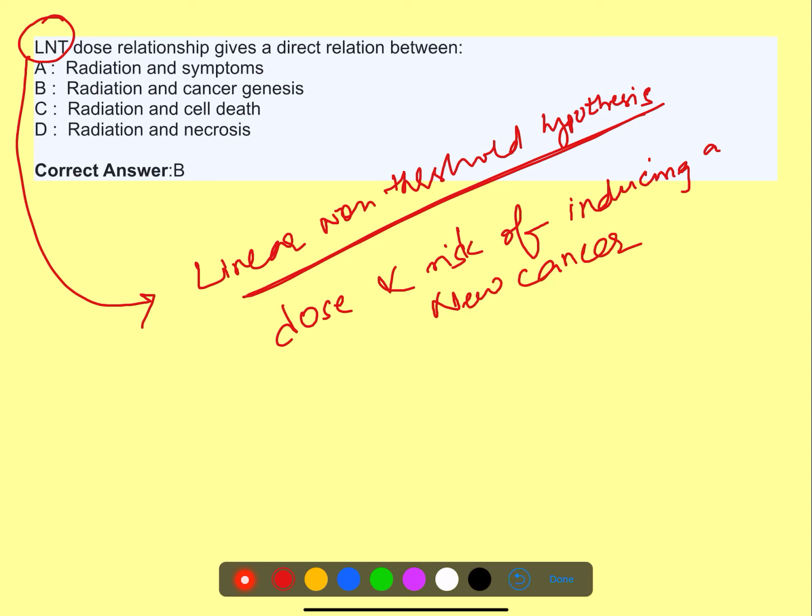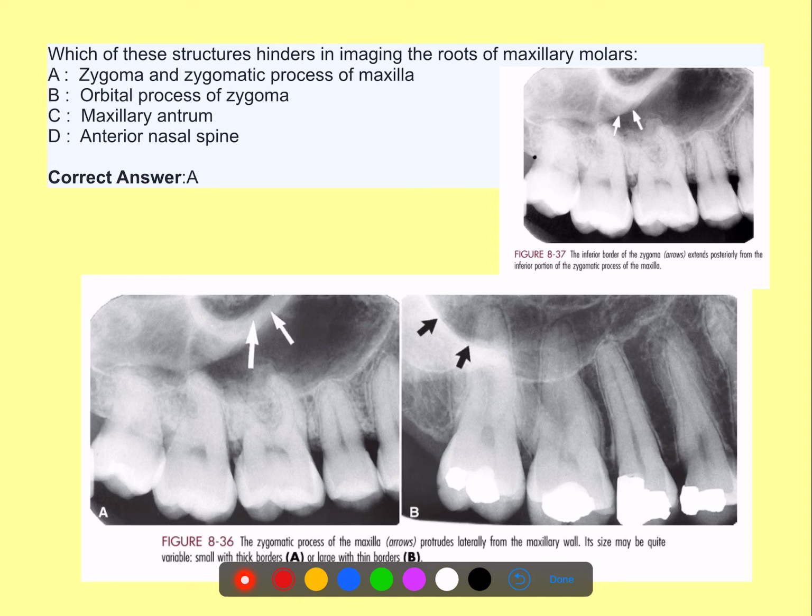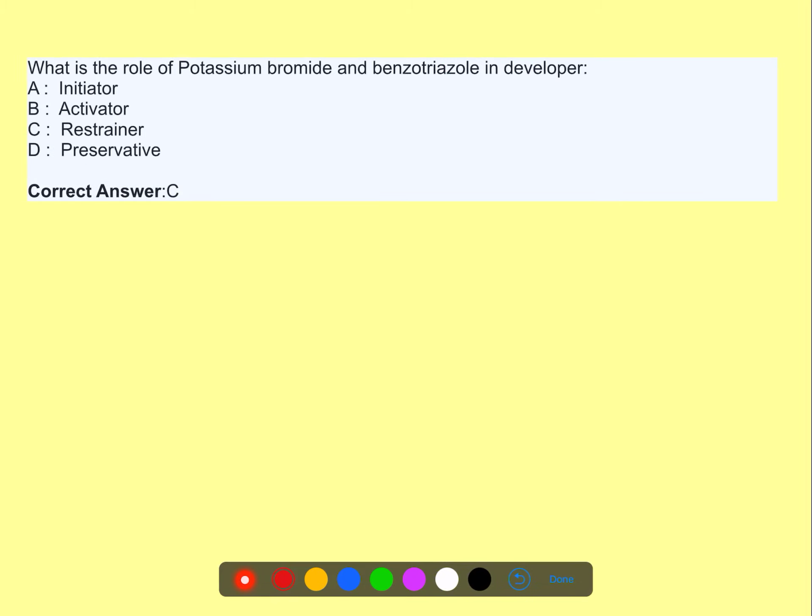Which of the structures hinders the imaging of roots of maxillary molars? That is the zygoma and zygomatic process of maxilla. In this you can see the zygomatic process of maxilla which hinders the roots of maxillary molars, and here you can see the inferior border of the zygoma also, and this is also the zygomatic process of maxilla. So for the maxillary molars, the zygoma and zygomatic process will hinder the apices.